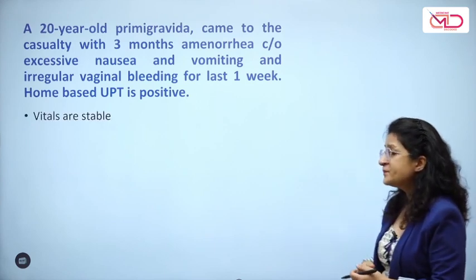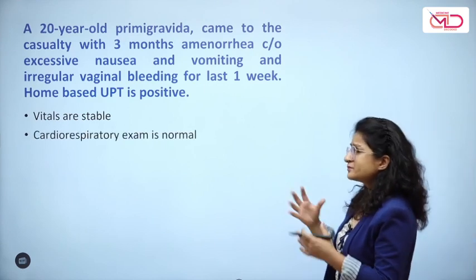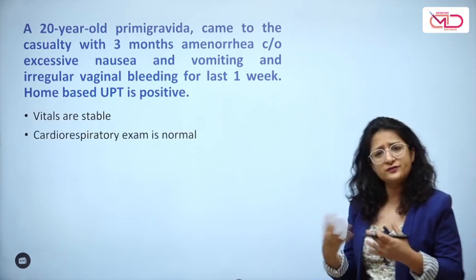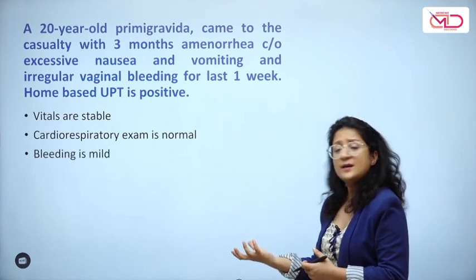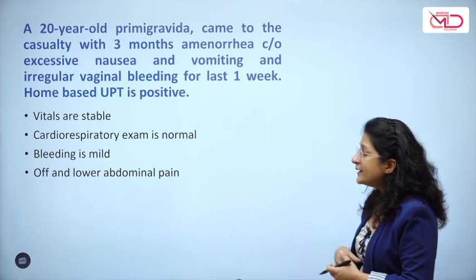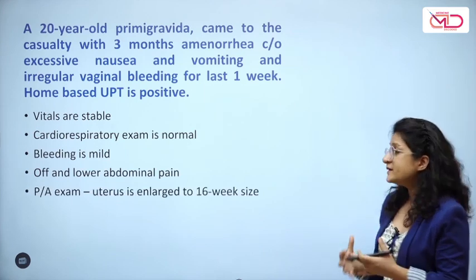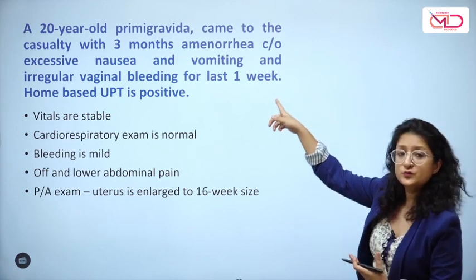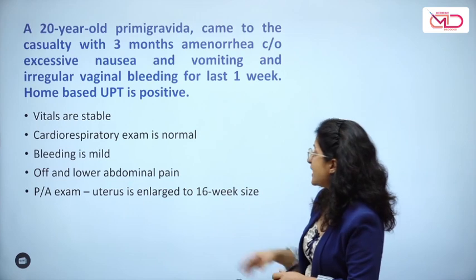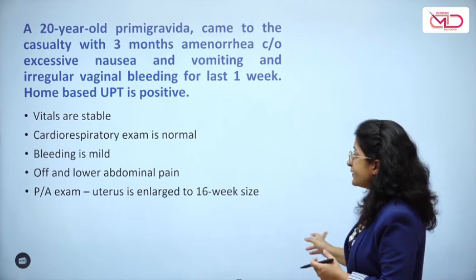Now we move ahead. We check her vitals. She has come with bleeding, but her vitals are stable. Basic examination, we followed that. Cardiorespiratory examination is normal. You establish that the bleeding is mild. There's some off and on lower abdominal pain. On per abdomen examination, you realize that she's saying that she is 3 months pregnant, but her uterus is enlarged to 16 weeks in size, right? So it is enlarged beyond doubt.